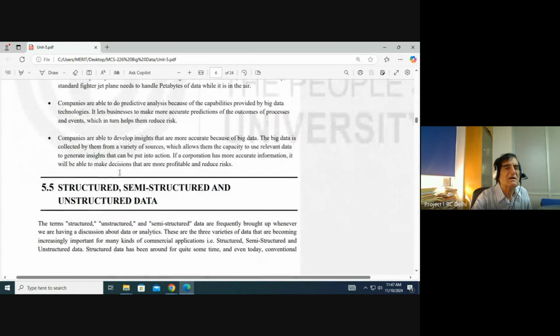So companies are able to develop insights that are more accurate because of big data. Because big data enables prediction, the company knows what is happening and you know what is happening to the other companies in the world, so that you can compare the results and come out with the conclusion of what is happening to your company.